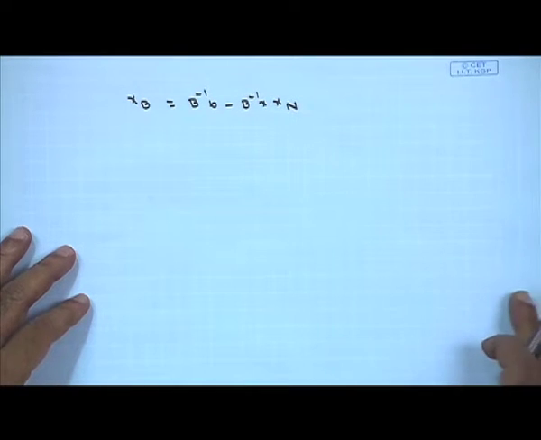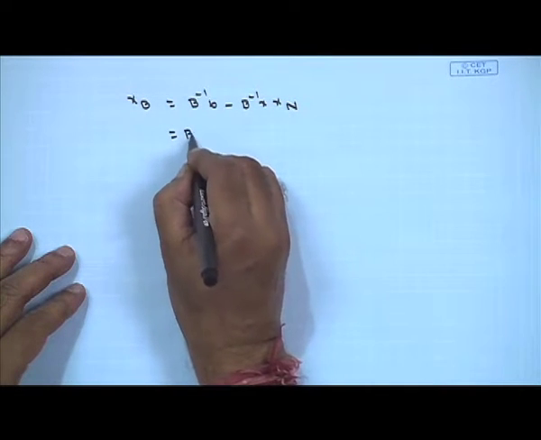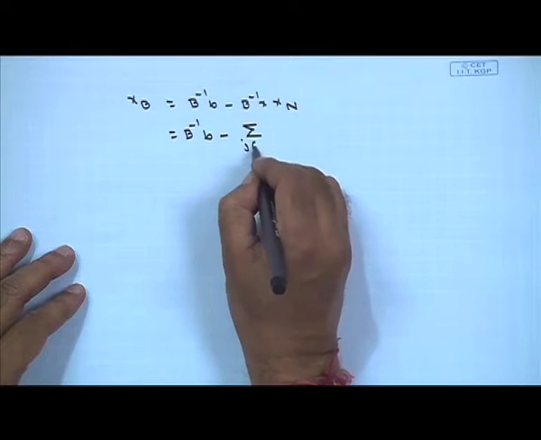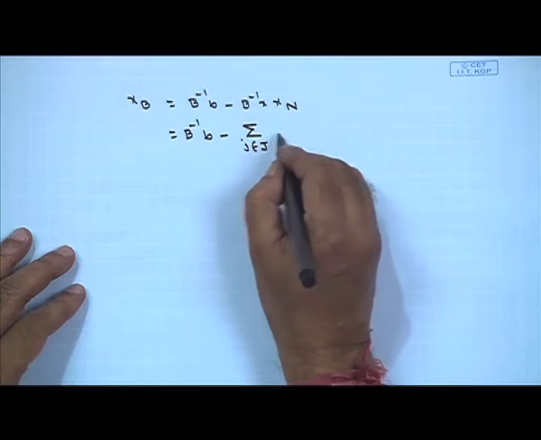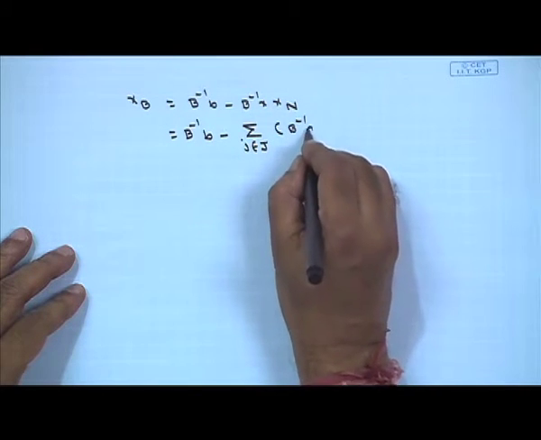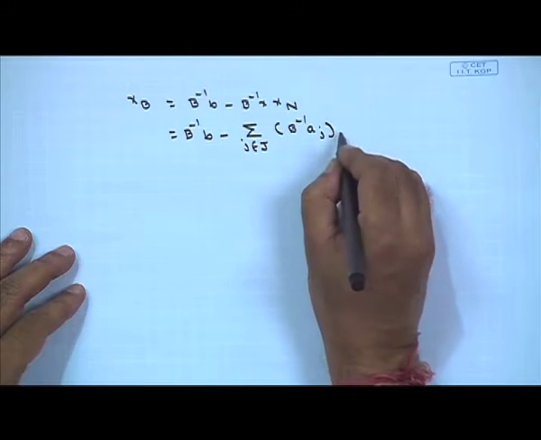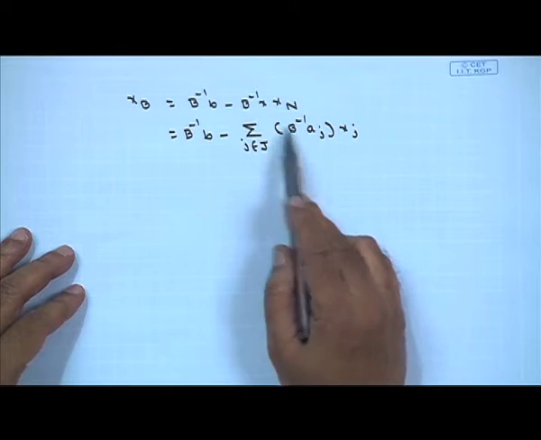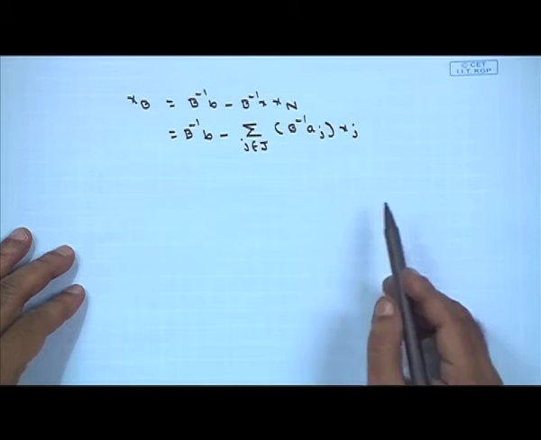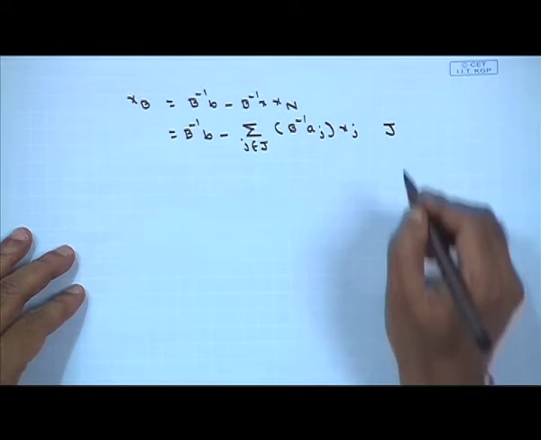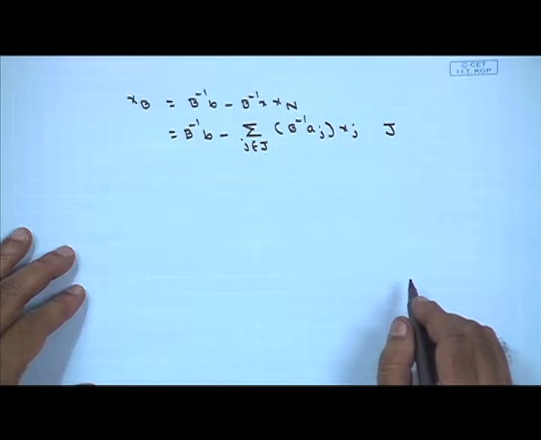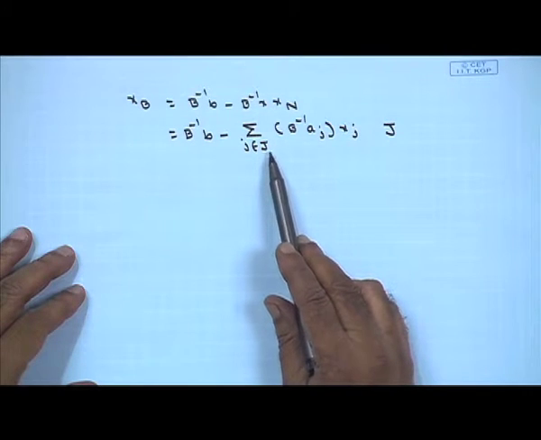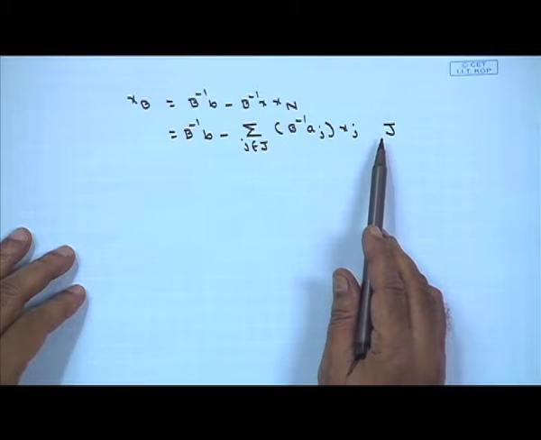So, that only we are writing, and this equals B inverse B minus summation over j belongs to capital J, B inverse A j into x j. This B inverse n you are writing in this format, B inverse A j into x j, where capital J is the index of non-basic variable. Please note this one: here capital J is the index of non-basic variable.